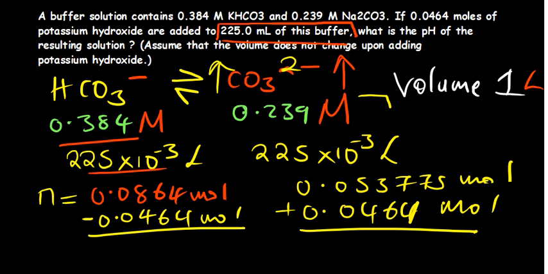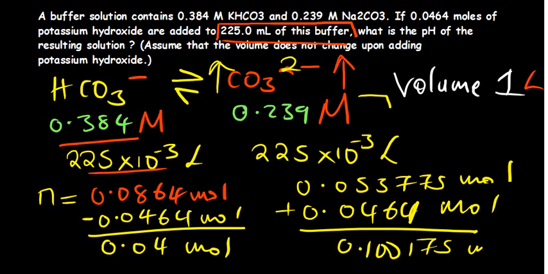So this is the funny part about these buffer solutions. Whatever is being lost is being gained by the other. So that's why there are minimal changes or reductions in terms of the pH. So if you subtract there, you have 0.04 moles, and then there you have 0.100175. So at this point you can agree with me that we now have the number of moles of our hydrogen carbonate even after adding what we had added to what we have.